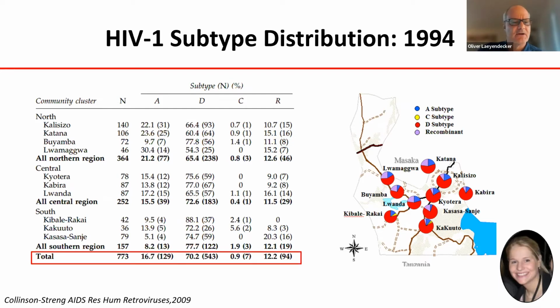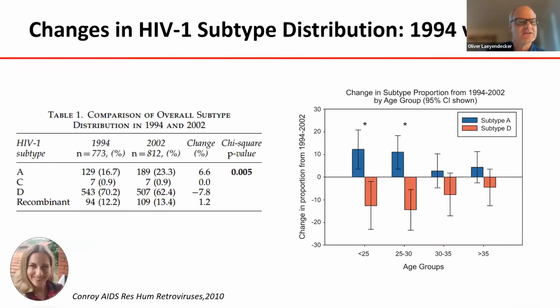The next postbac ERDA in the lab, Samantha Conroy, I said, guess what? You get to sequence everybody from the cohort in 2002, because we should see this difference in subtype distribution if really subtype A is more transmissible and D is more pathogenic. And that's what happened. We saw subtype D had decreased in prevalence by 20%, and subtype A had increased.